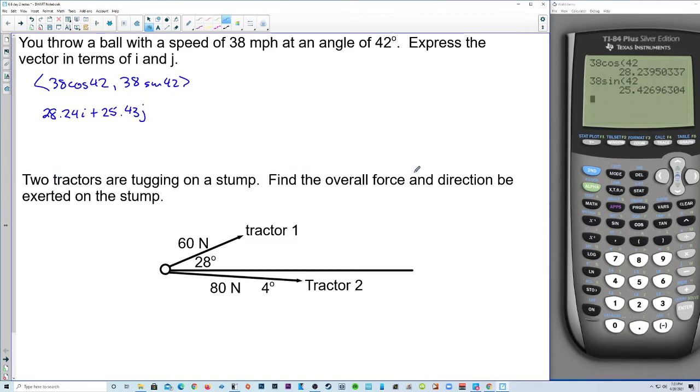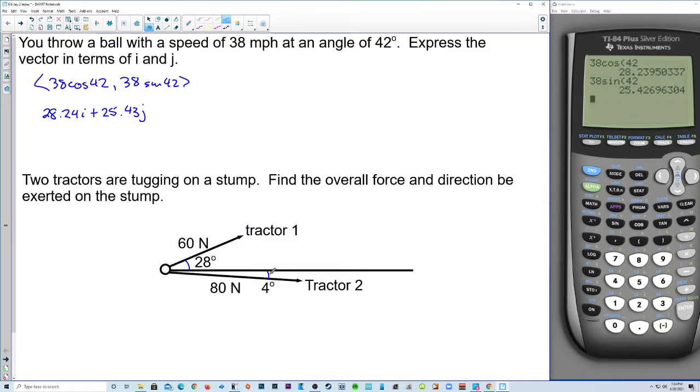Two tractors are tugging on a stump. Find the overall force and direction being exerted on the stump. So we have a tractor pulling on the stump this way at 28 degrees and exerting 60 newtons of force. Another tractor is pulling this way, where this right here is the 4 degrees, this is the 28 degrees, and this has 80 newtons of force, and this is tractor 2. So we want to see what the overall force is and the path of the force exerted on the stump.